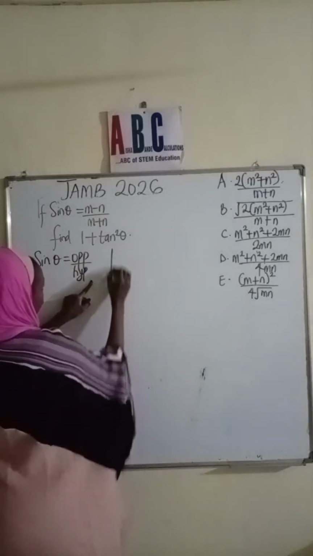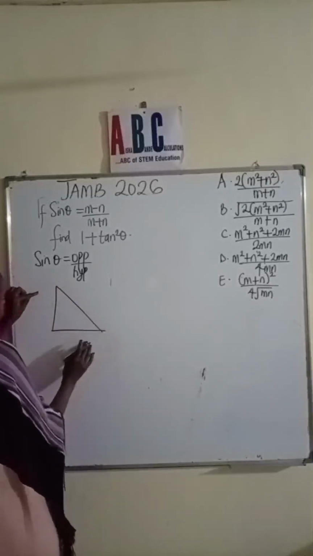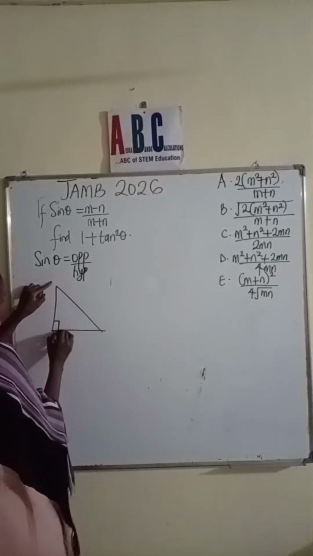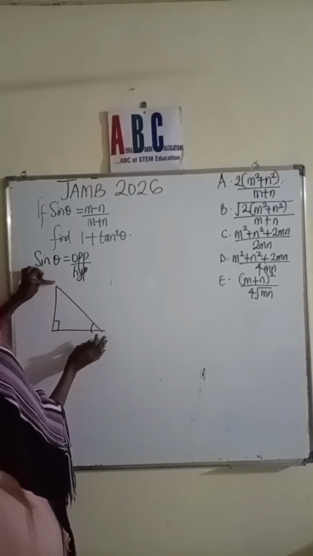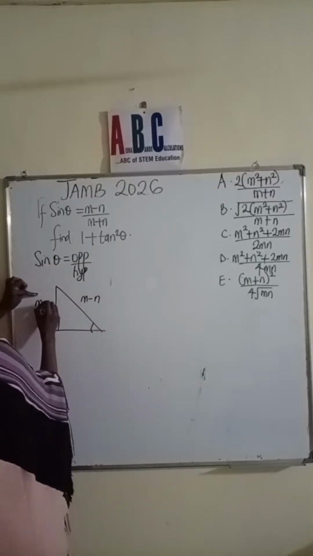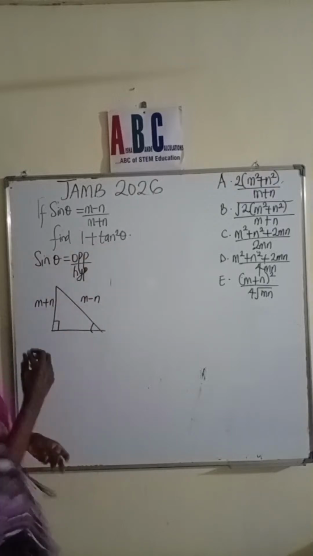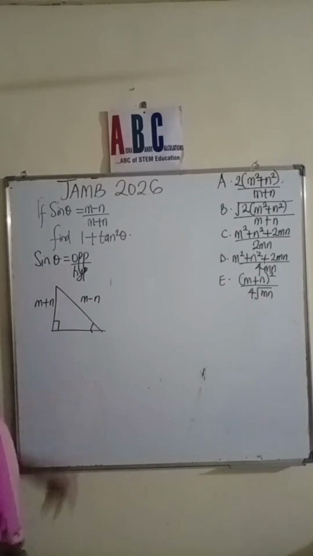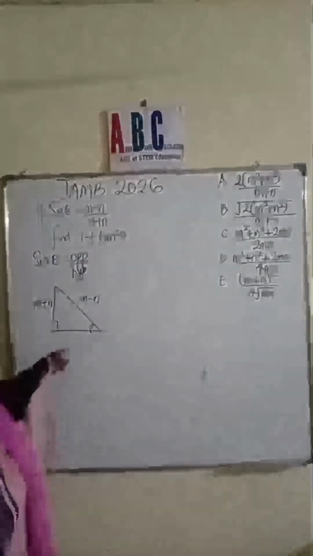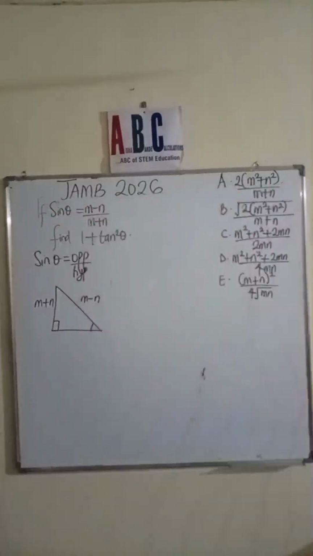So let's draw this. It's a right angle triangle, right? The hypotenuse side, here we have m minus n. The opposite side, here we have m plus n. So we're looking for 1 plus tan square theta. I've solved a question similar to this for those that were with me last week. So this is the hint. I will not go further than this. For those that say I don't know how to start, I've given you a hint now. I think this should be clear.